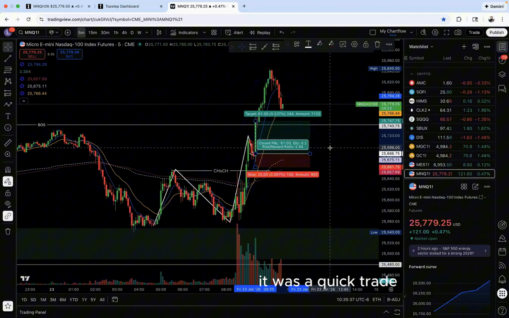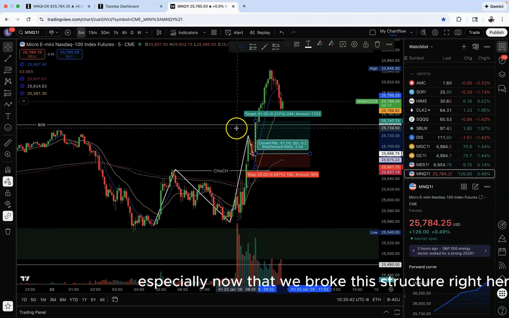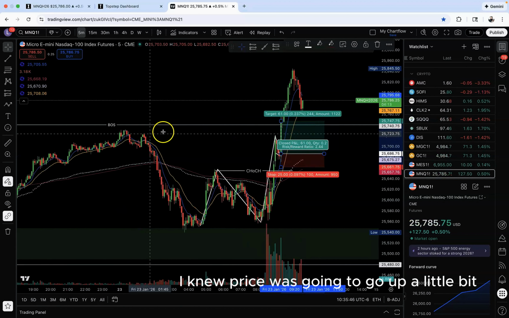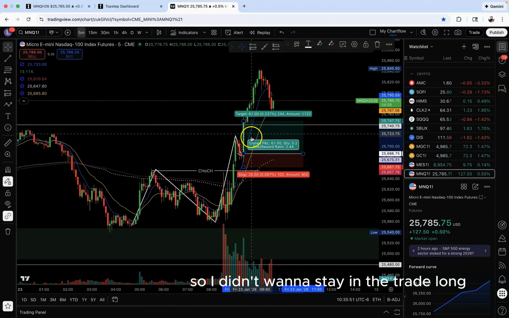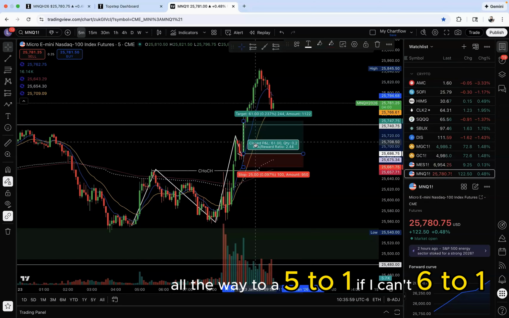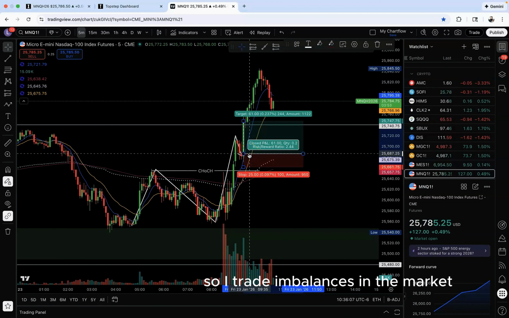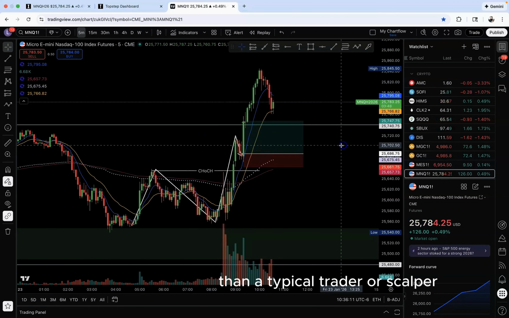It was a quick trade. I got in late, so I didn't want to stay in long, especially now that we broke this structure right here, this higher high. I knew price was going to go up a little bit and start to make a correction. So I didn't want to stay in the trade long. I typically always go for 2-to-1 all the way to a 5-to-1, if I can, 6-to-1. Because I'm not a scalper, I'm more of a day trader, so I trade imbalances in the market, so I stay in the trade a little bit longer than a typical trader or a scalper.